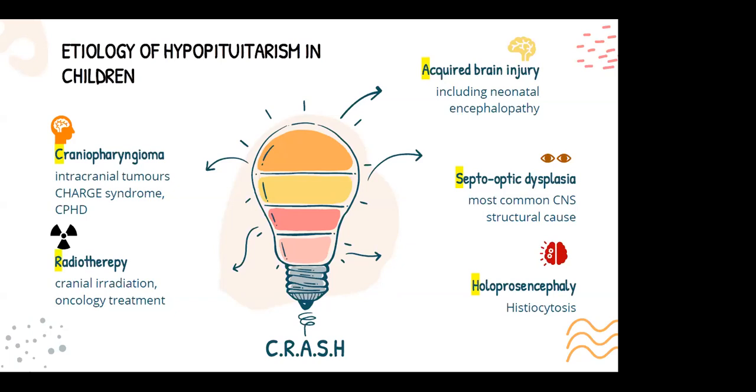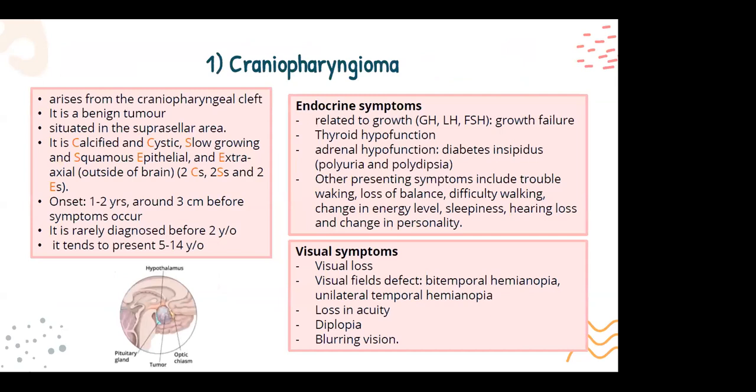So the first one is craniopharyngioma, the C. The craniopharyngioma is a benign tumor that arises from, that's usually in the suprasellar area. And the characteristics are two C's, two S's and two E's. The C's are calcified and cystic, S for slow growing and squamous epithelial, E for extra-axial, meaning outside of the brain.